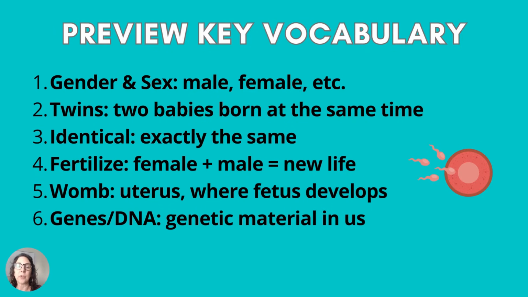And we can use the word fertilize to talk about humans when they make a baby, to talk about plants, and some other things too. When we're thinking about humans, we're thinking, as you can see in the picture here, about when a sperm fertilizes the egg. And when that happens, a new life is formed. Number 5, womb. The word womb is the same as uterus, and that is the organ inside a woman where the fetus or the new baby develops.